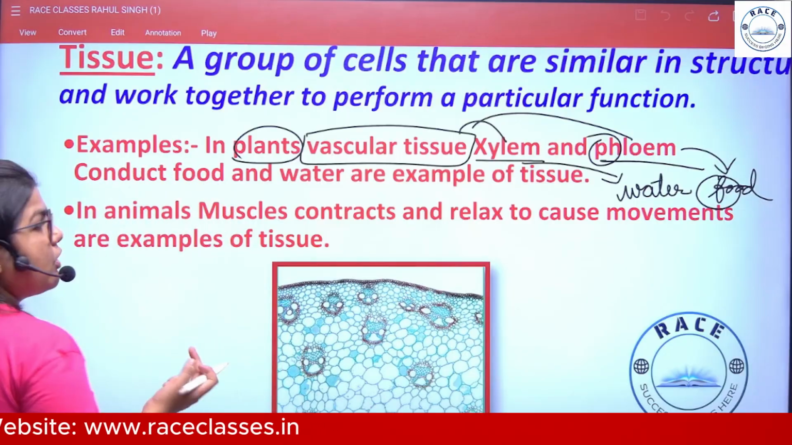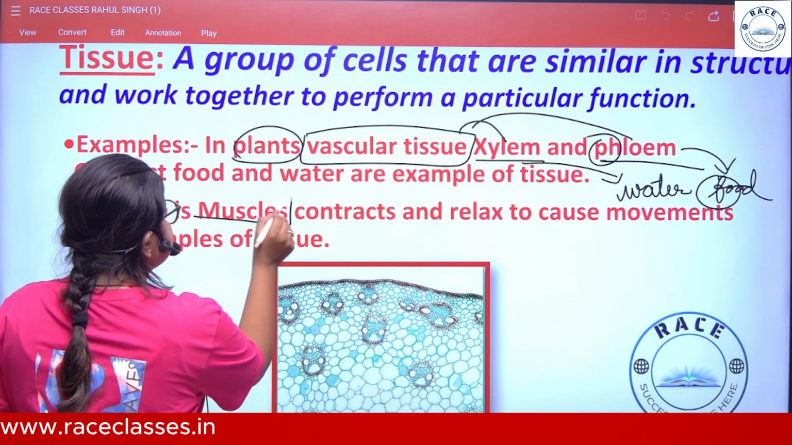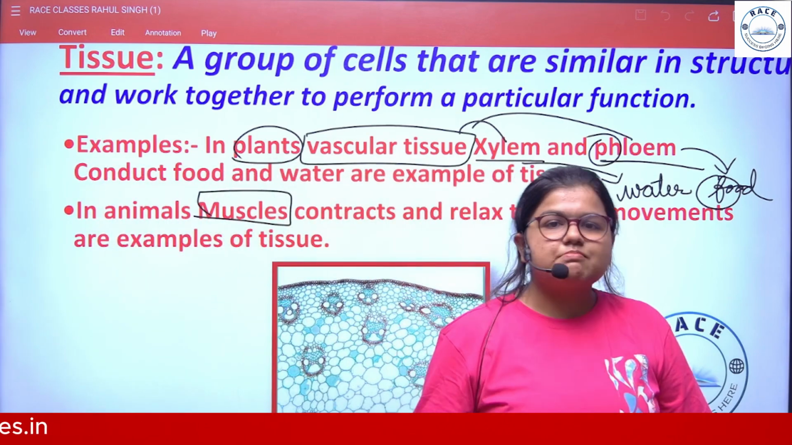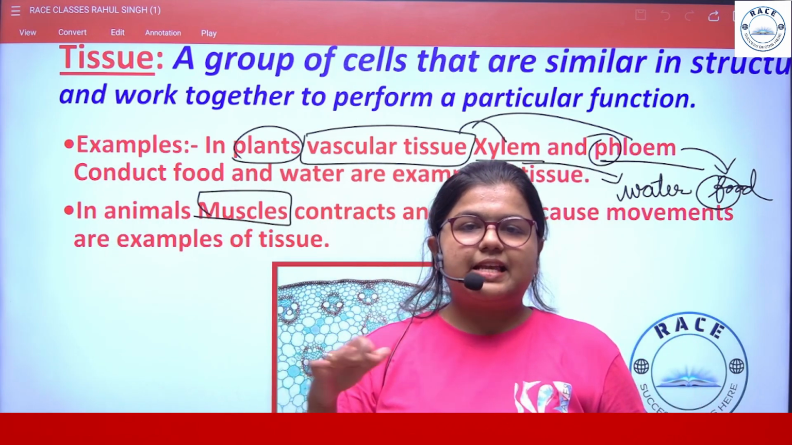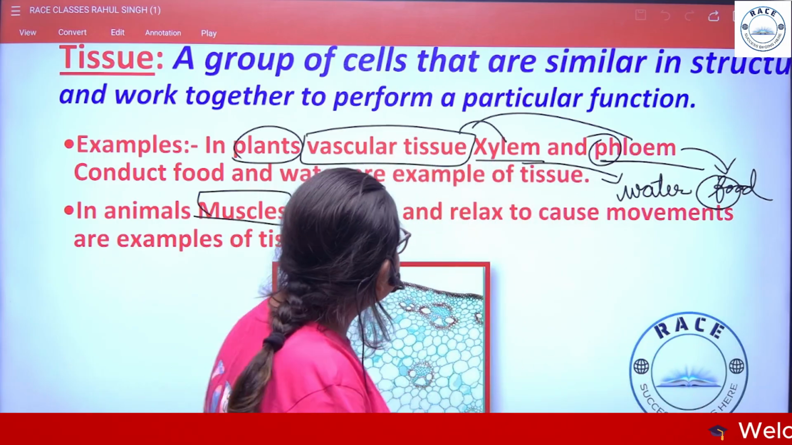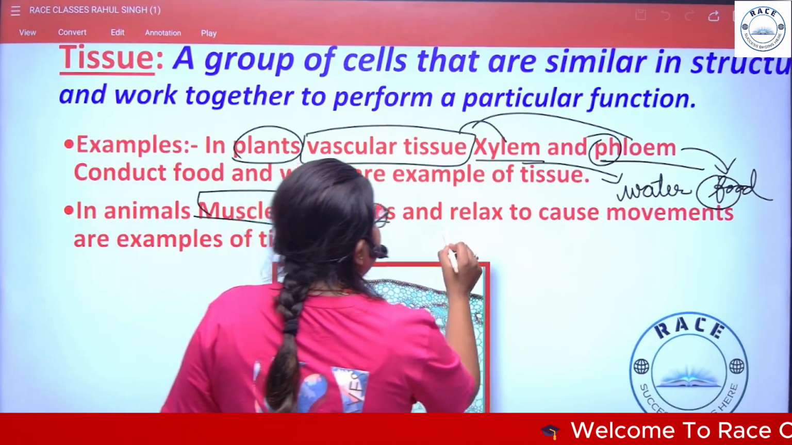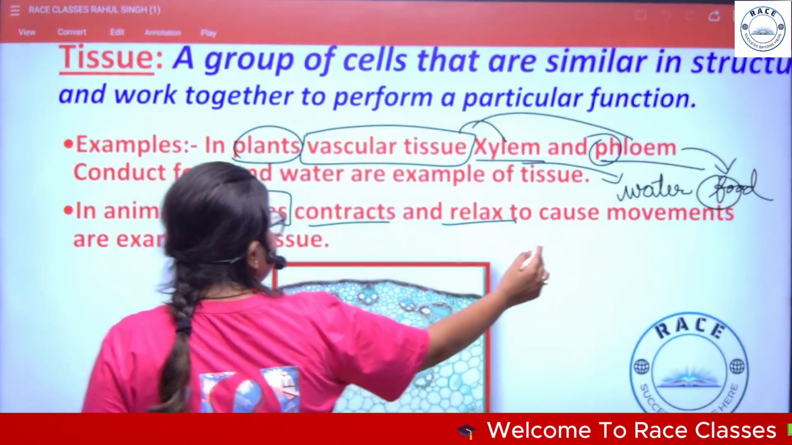Then when we talk about the animal tissue, muscle is the example. We have seen bodybuilders flexing their muscles, they have biceps, triceps. So that is an example of muscle only. It can contract, it can relax, and it can cause movements.